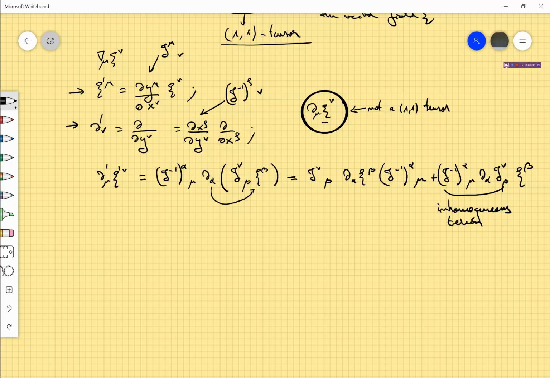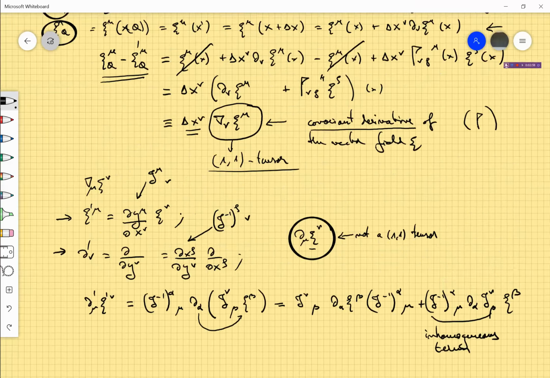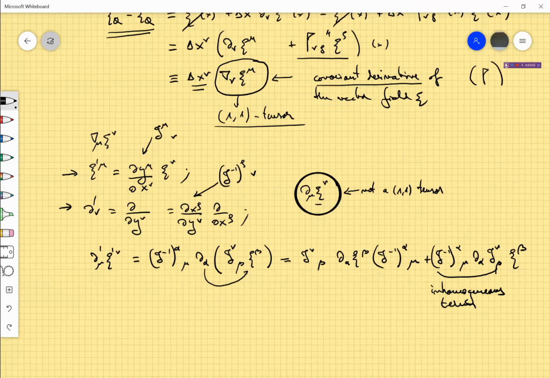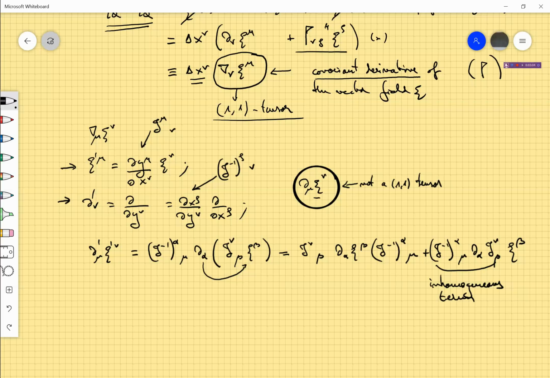So this is not a covariant derivative. The partial derivative is not a covariant derivative, except in the case in which it acts on a function or a scalar. But in general, it is not. And this is the reason why there is this additional term here, precisely. The mission of that term is to cancel this inhomogeneous term. But it also has to transform with the appropriate Jacobian matrices.